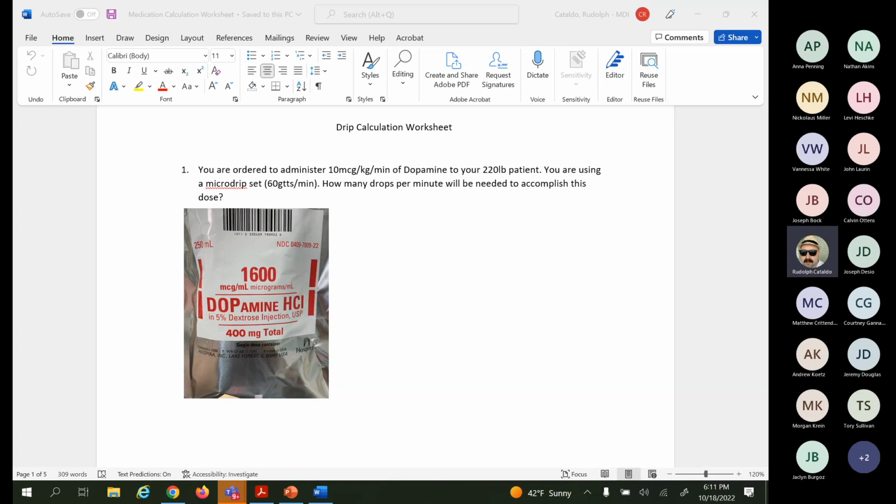Now, instead of doing the clock, what you can do is take that 10 micrograms per kilogram times 100, the weight in kilograms, times 60, because we're using a 60 drop set. That's told to us in the problem itself. If you have a calculator on you, everybody should have a calculator. So that would be 1,000 times 60. Gives me what?